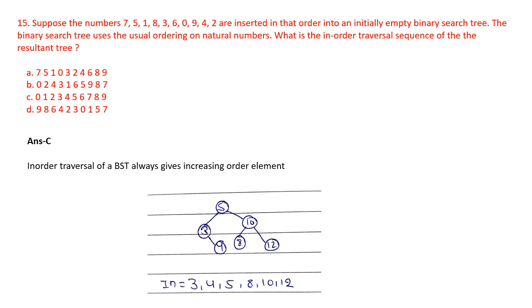For reference, I have added one more example: 5 3 4 10 8 12, and there the in-order traversal is in increasing sequence. So in-order traversal of a BST always gives the elements in increasing order. Now move to the next question.